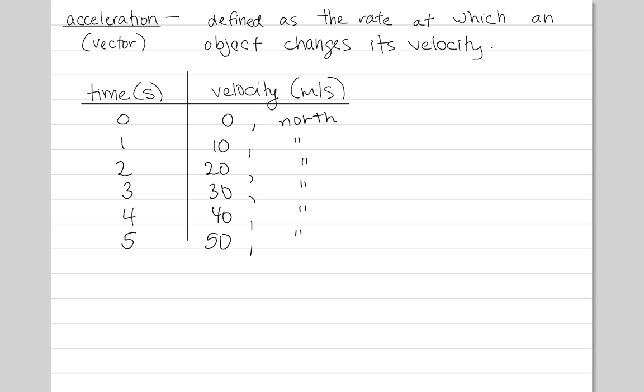Okay, so is the velocity changing as time goes on? Yes. Therefore, we are accelerating. Are we accelerating at a constant amount? Yes. What are we constantly going up by in our velocity? Going up 10. Okay? This is an example of constant acceleration.